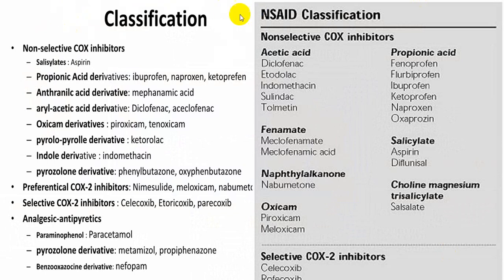You can divide NSAIDs into non-selective and selective COX-2 inhibitors. Non-selective groups are acetic acid, meclofenamic acid, then oxicams, that is piroxicam, meloxicam, etc. Propionic acid like the ibuprofen group, salicylates, that is aspirin, and choline compounds, trisalicylates like salsalate. While selective COX-2 inhibitors are celecoxib, rofecoxib, etc.